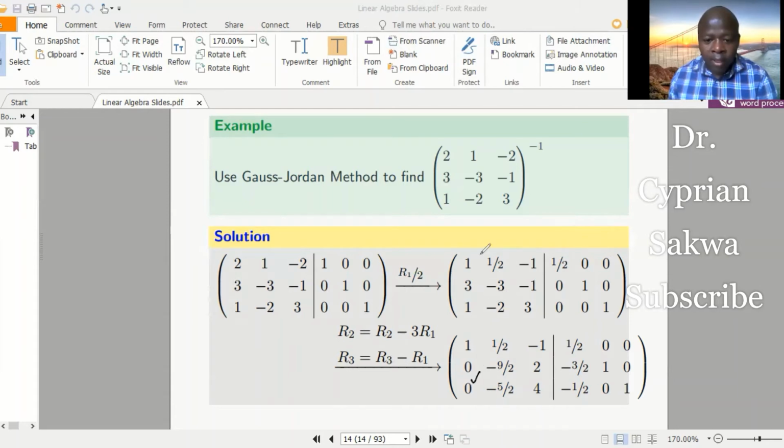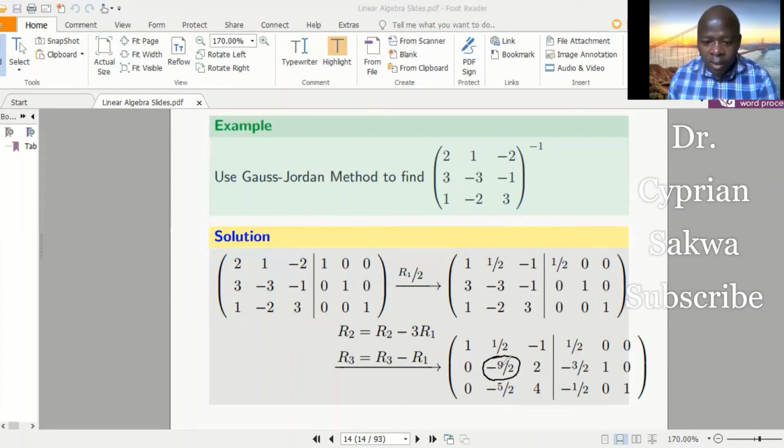Negative 2 minus a half gives us negative 5 over 2. And then 3 minus 1 gives us 4. So you do it for the entire row, and you have this. Now, the next thing is to create a 1 in this position.